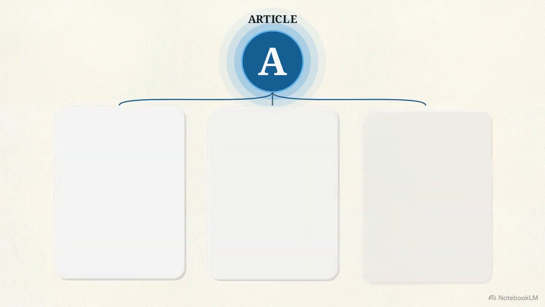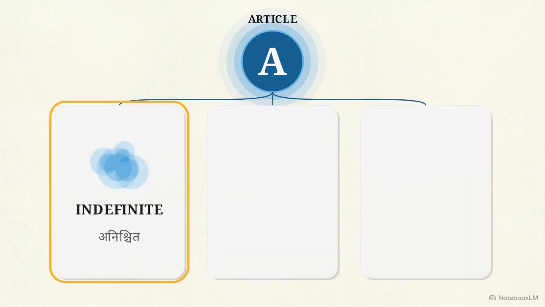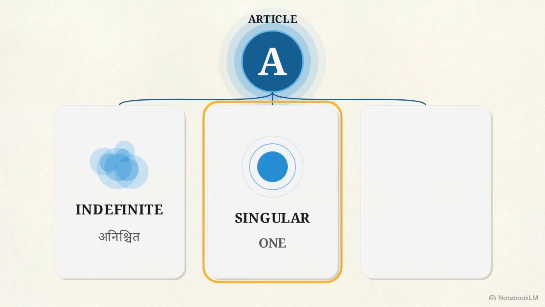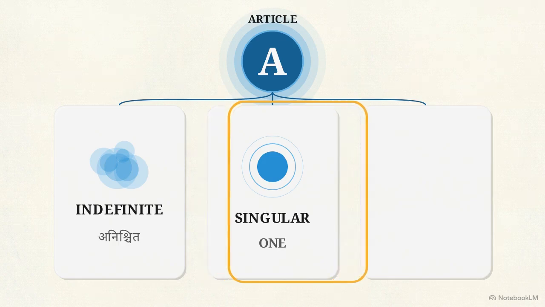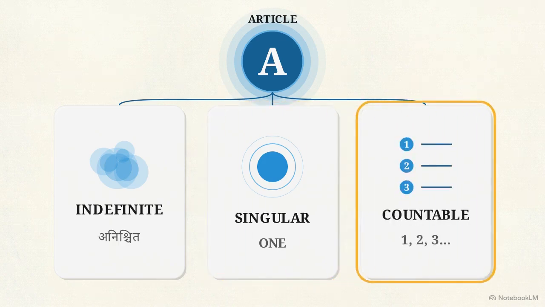To use this word correctly, we have to look at three specific requirements. First, article A is an indefinite article, meaning anishchit. It refers to something not specific. Second, it is singular, meaning exactly one. And third, it is strictly reserved for countable nouns.